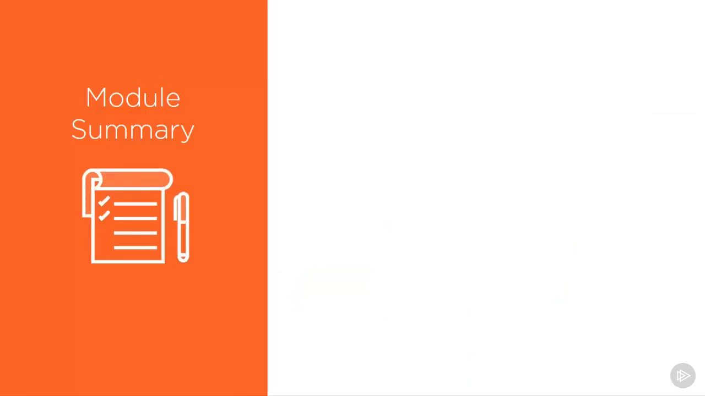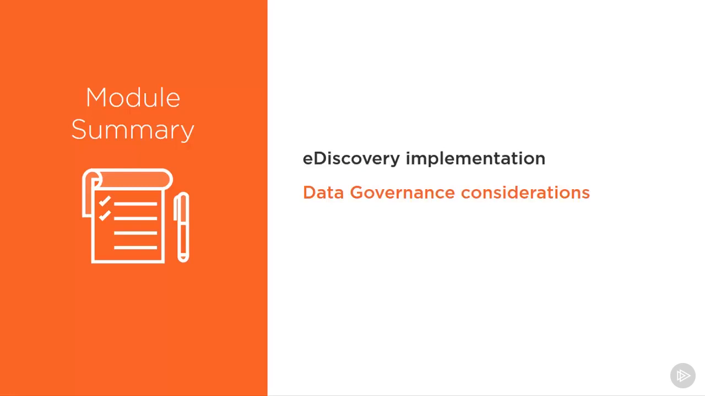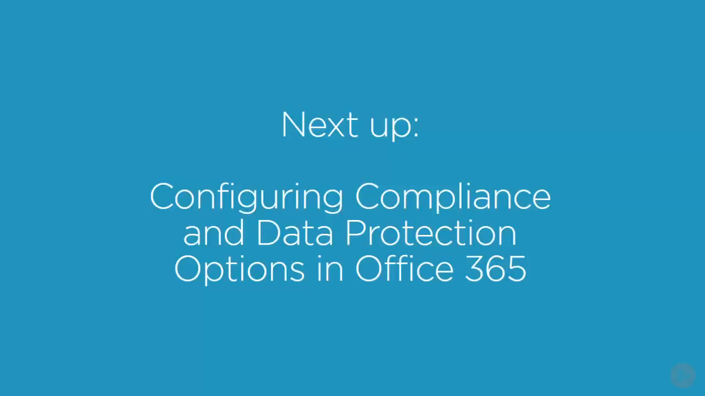So in this module, we took a jaunt out and we took a look at the eDiscovery implementation. We talked about how that works along with the advanced eDiscovery. We discussed the data governance considerations and we talked about the secure store configuration and how it integrates very nicely and works well with the BCS configuration. And I showed you where to go to generate a secure score for your tenant and provided you ways to improve that secure score. Next up, we're going to take a look at configuring the compliance and data protection options in Office 365.